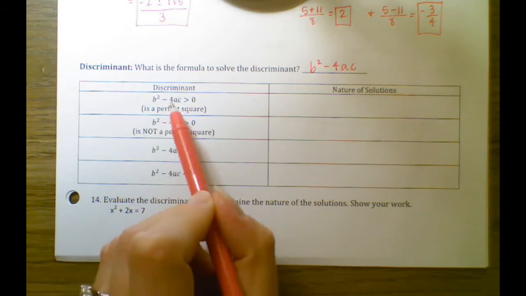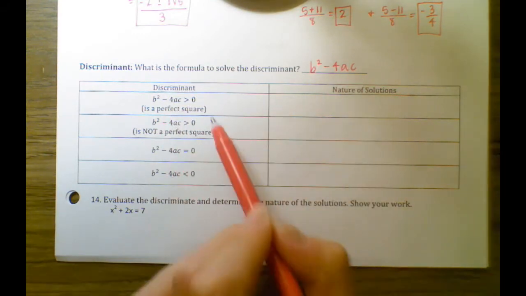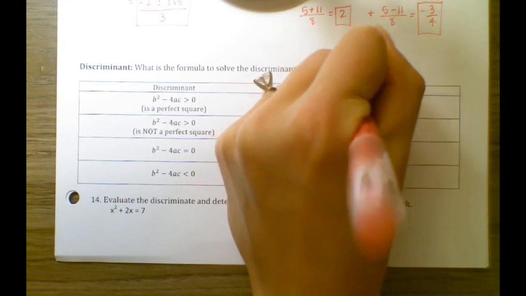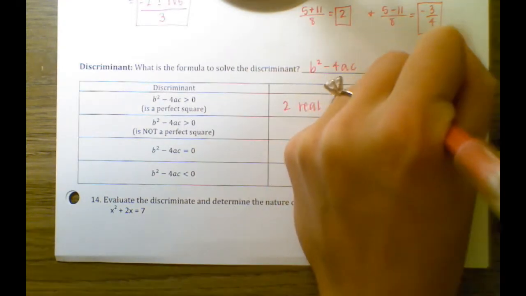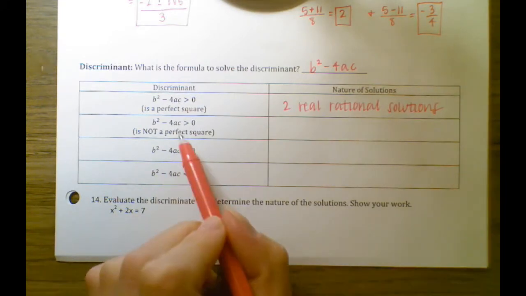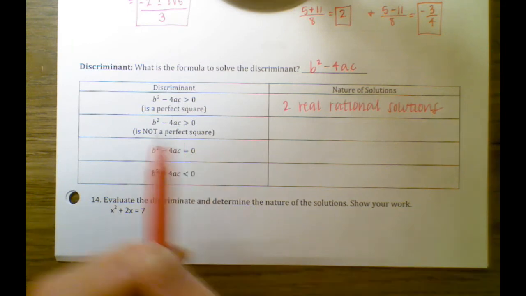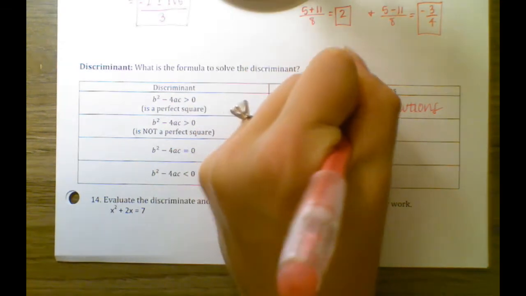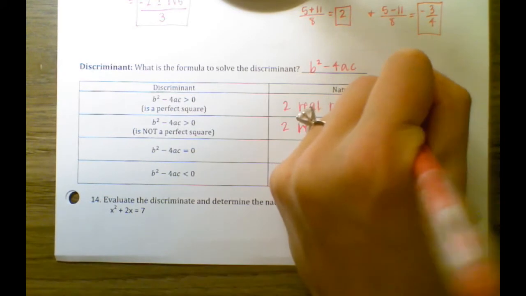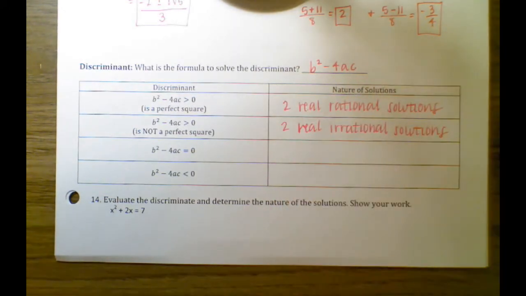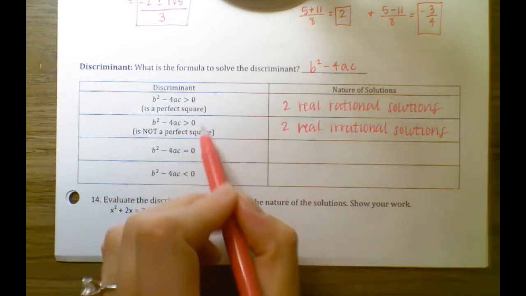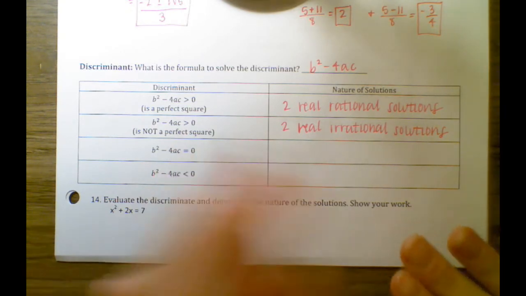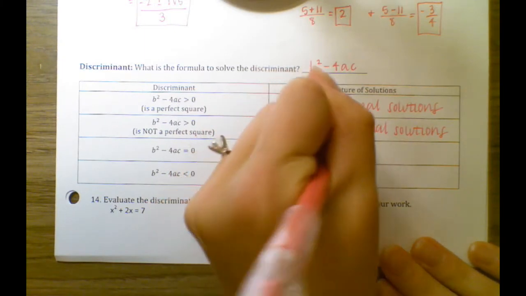Okay? So remember, if that discriminant, when you solve it, is greater than 0, that means that you have two real rational solutions. Okay? If it's greater than 0, but it's not a perfect square, then you're going to have two real irrational solutions. Because they're not a perfect square. If they're a perfect square, they're rational. Okay? We have b squared minus 4ac equals 0. So that means you're only going to have one real rational solution.